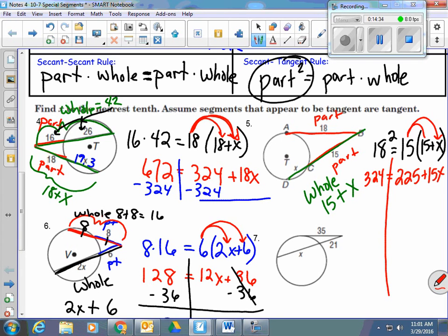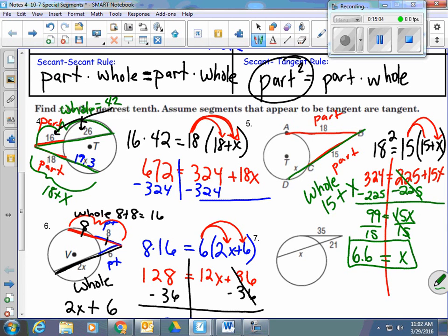Now what do I need to do? Good. Subtract the 225 from both sides. Then you get what? 99. Now what? Good. Divide by 15. So x equals what? 6.6 or 6.7? 6.6. Okay, I want you to try number 7.